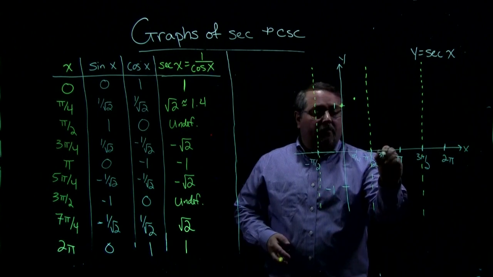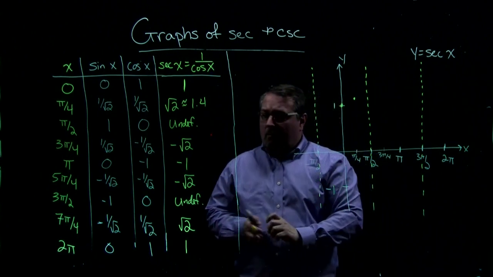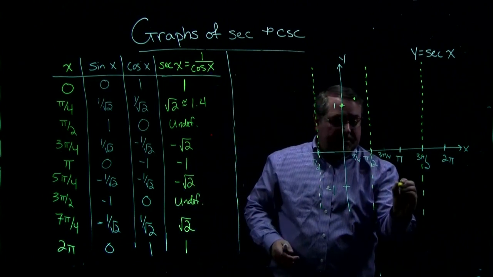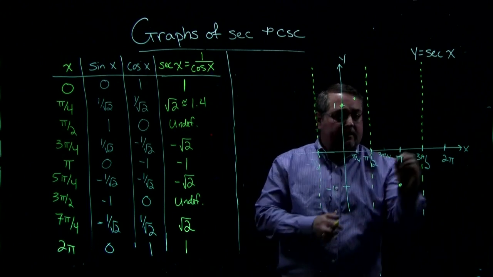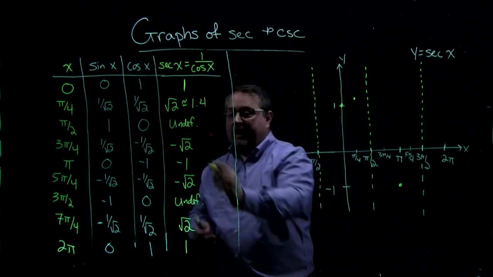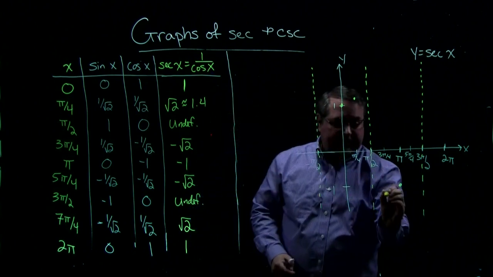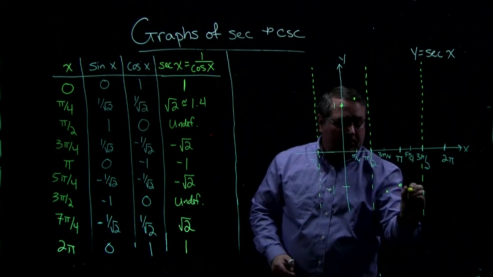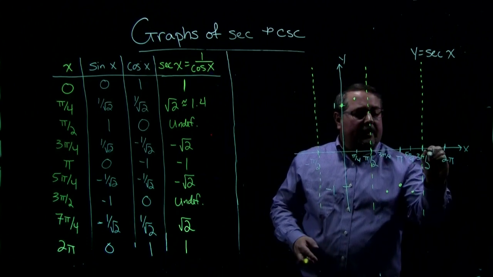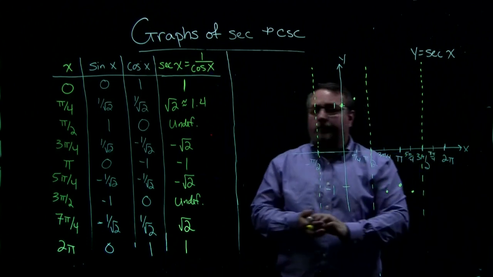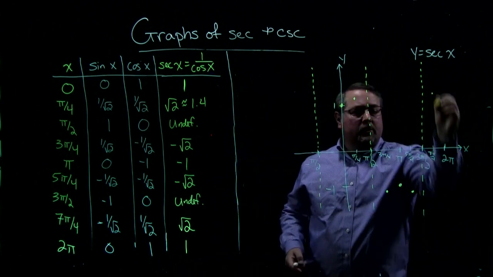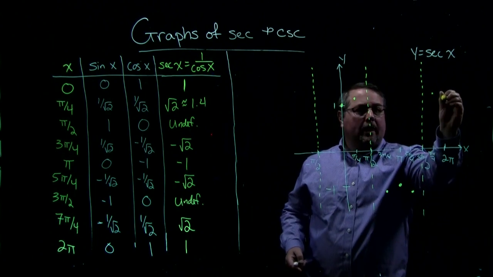When x is 3 pi over 4, y is going to be a little less than 1, negative square root of 2. When x is pi, y will be negative 1. So then if we go to 3 pi over 4 and 5 pi over 4, note that the y values are both negative square root of 2, which will be a little below negative 1. And then when x is 7 pi over 4, y is square root of 2. When x is 2 pi, y is 1.